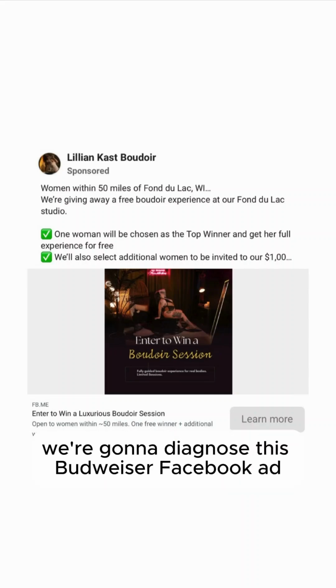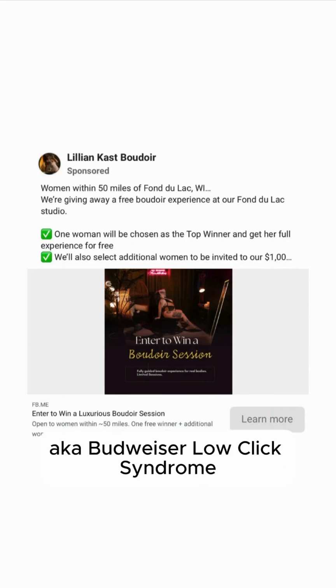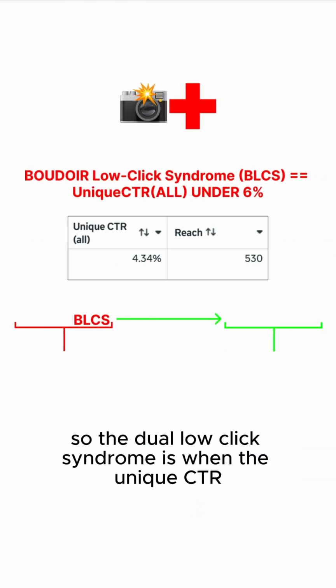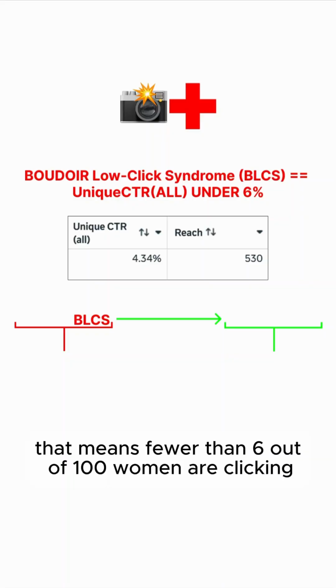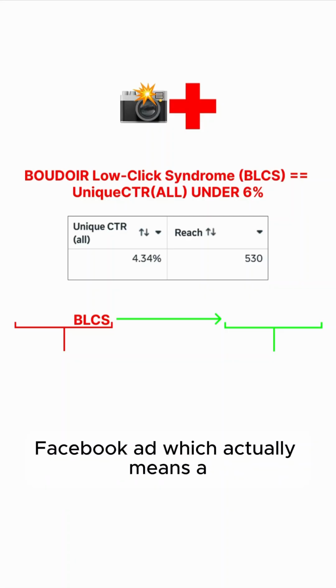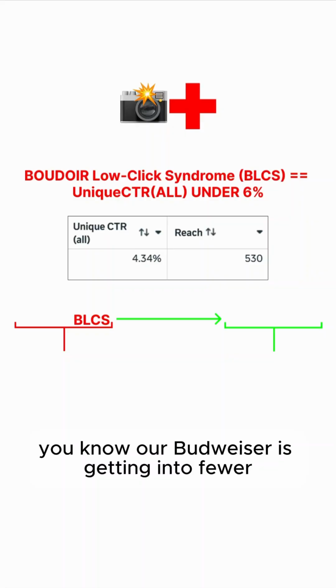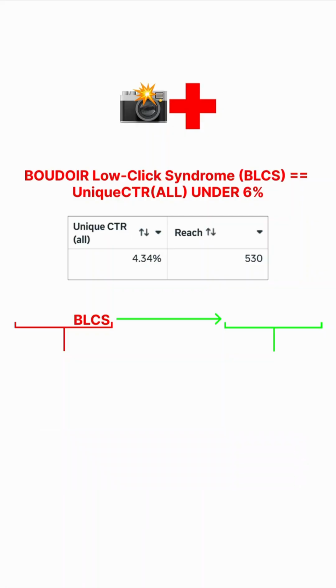All right, y'all, we're going to diagnose this Boudoir Facebook ad, see if we believe it has BLCS, aka Boudoir low click syndrome. So, Boudoir low click syndrome is when the unique CTR of our Boudoir Facebook ad is under 6%. So that means fewer than 6 out of 100 women are clicking somewhere on our Boudoir Facebook ad, which actually means our Boudoir Facebook ad is getting into fewer than 6 out of 100 women's brains.